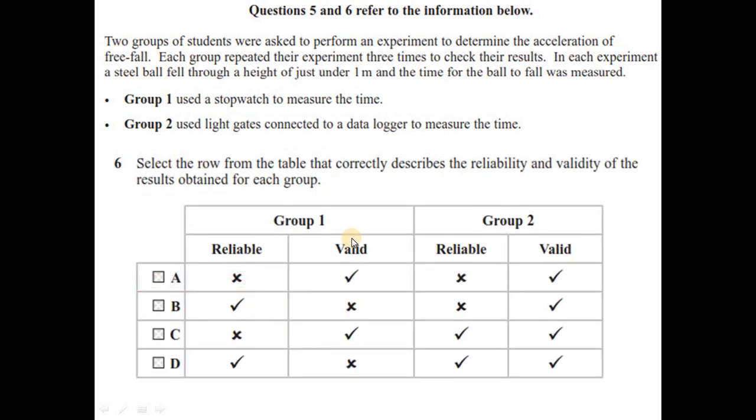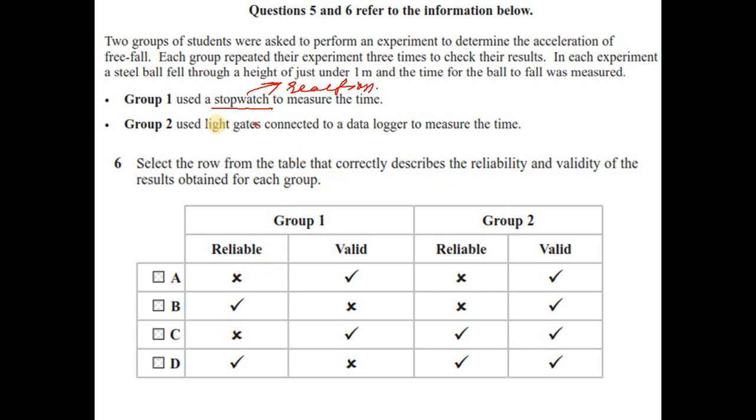Question number 6. Select the row from the table that correctly describes the reliability and validity of the result obtained for each group. Group 1, remember group 1 is using a stopwatch. That means reaction time is involved there. So due to reaction time, group 1 is not reliable. That means you cannot choose option B and option D. You can choose only A and C, because of reaction time the results are not reliable.